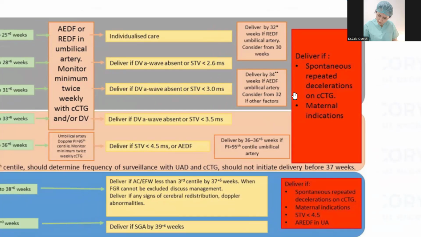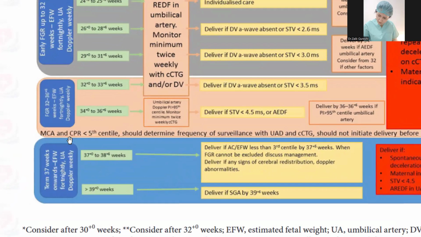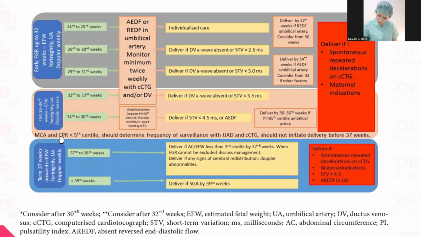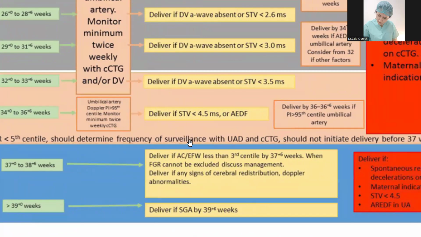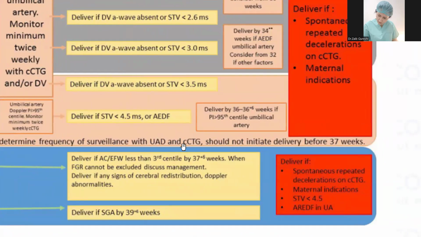All right. So, middle cerebral artery or cerebroplacental ratio, if it is less than 5th centile, should determine frequency of surveillance with umbilical artery Doppler and CTG. They should not initiate delivery before 37 weeks. Anyhow, your target is to take the woman at least up to 37 plus 6 days.